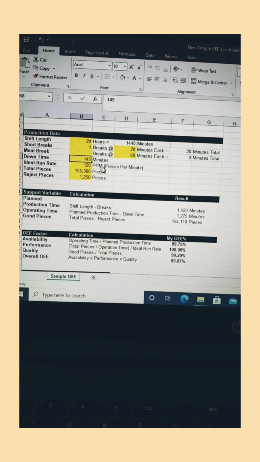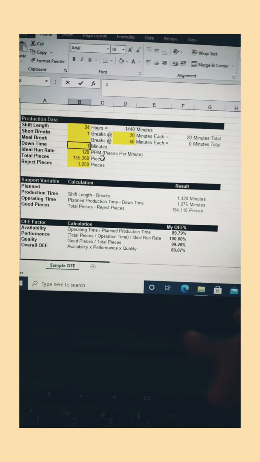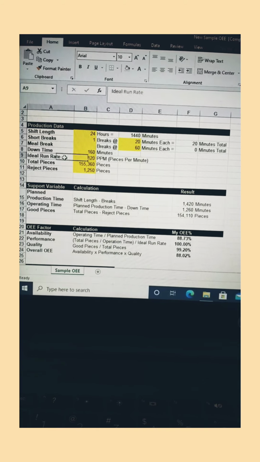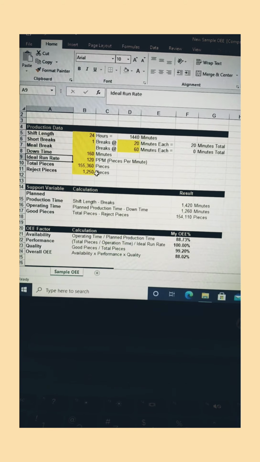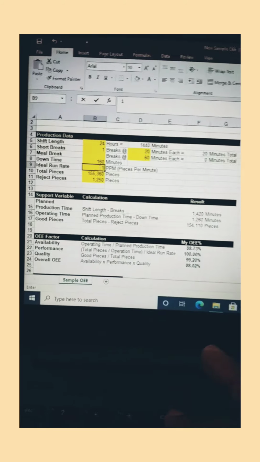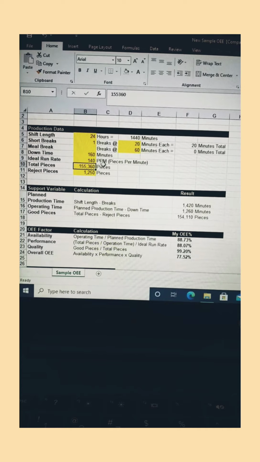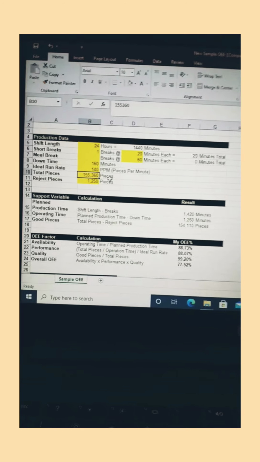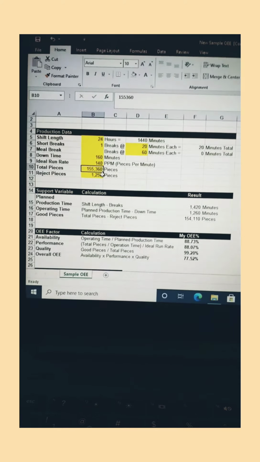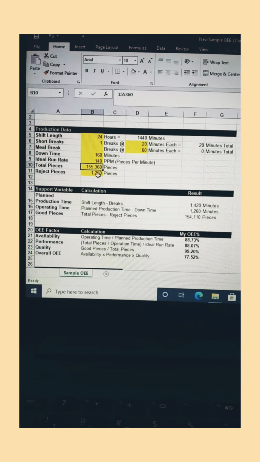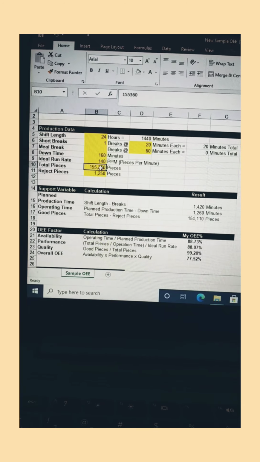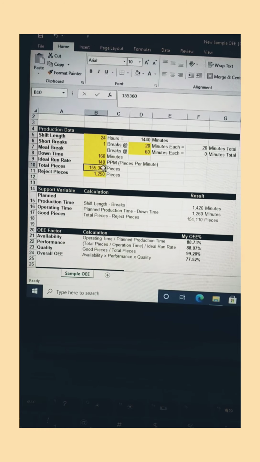So if you have incurred a downtime of, let's say, 160 minutes, and your ideal run rate, that's the standard speed of the machine, is, let's say, 140 parts per minute, pieces per minute. Your machine is running at 140 ppm. So the total pieces you produced in that 24 hours is the actual production. Total pieces means actual production.